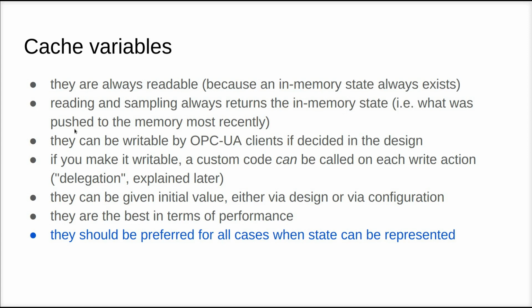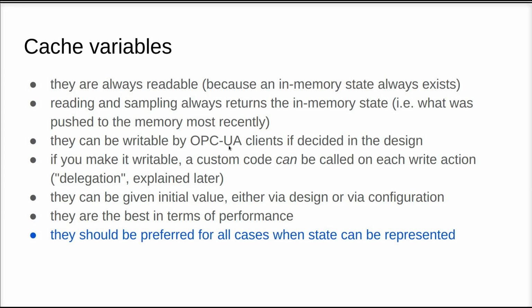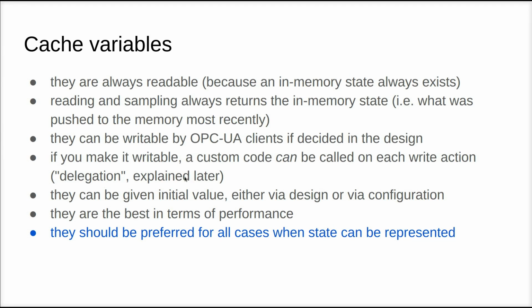If you wish, a given cache variable can be writable by OPC-UA clients, and that is controlled by the design. If you make it writable, then you can have an additional thing, which is your custom code can be called whenever any client writes to this variable. This is called delegation. It will not be covered in this part of the training, but will be covered a bit later.